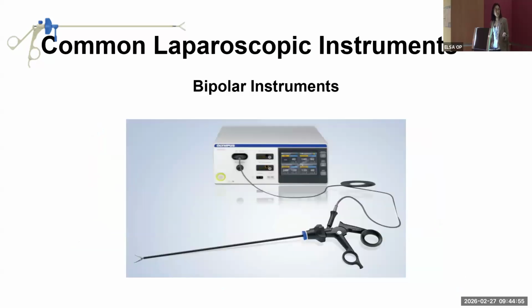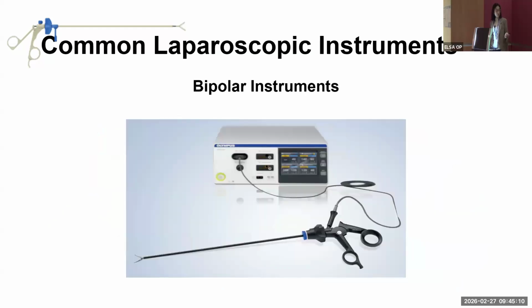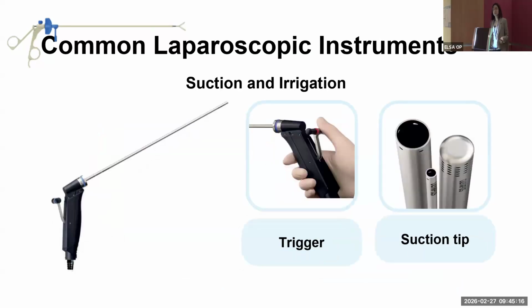And bipolar instruments, for the instruments with a little hook here, so we can connect to our electrocautery machines. And we have the needle holders. Actually, the needle holders have different handles, whichever is more comfortable with you. So there are different types as well. And these are our special instruments already.